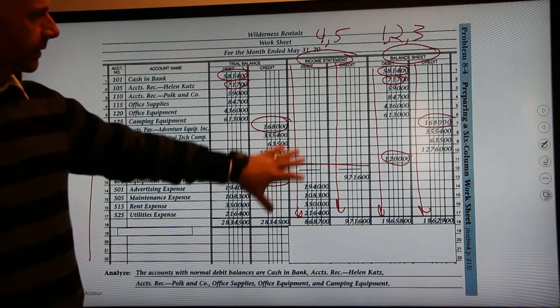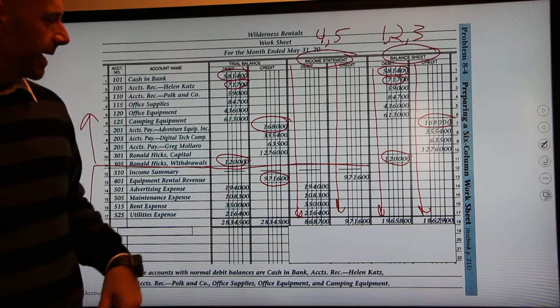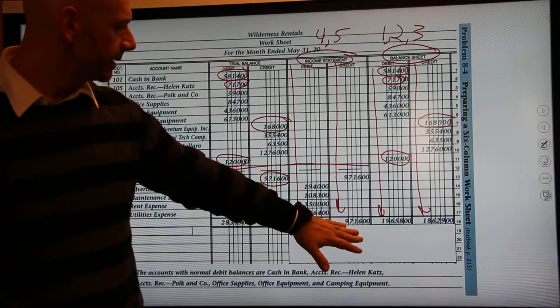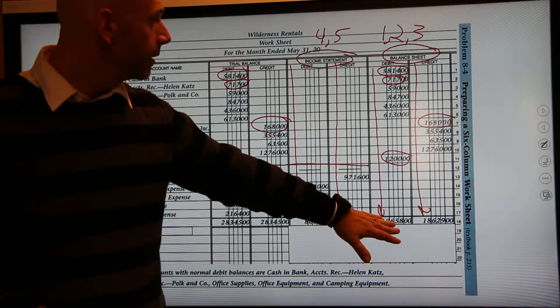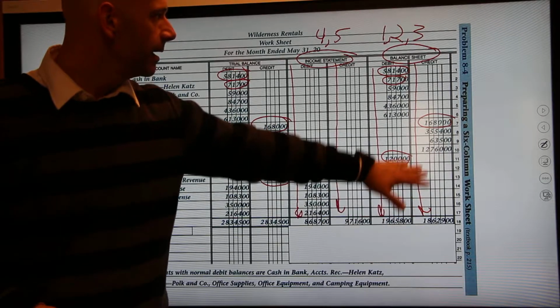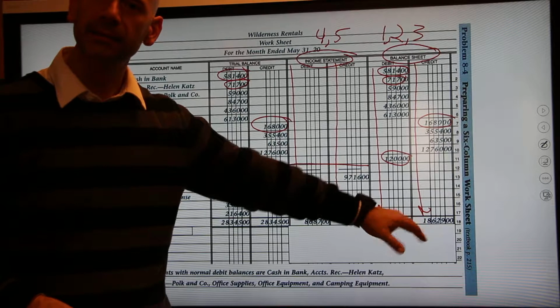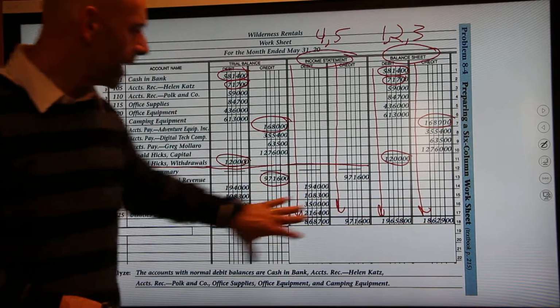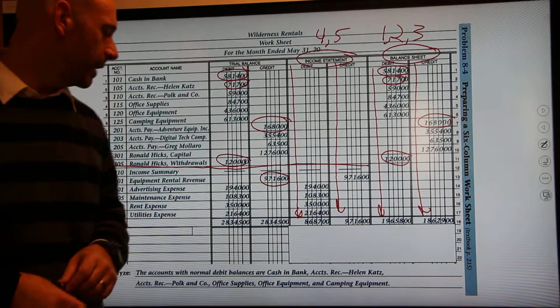The total of our debits in the income statement is $8,687. Credits, $9,716. The total of the debits in the balance sheet, $19,658. The total of our credits is $18,629. So now we have all of them, but there's a problem. They don't equal each other.